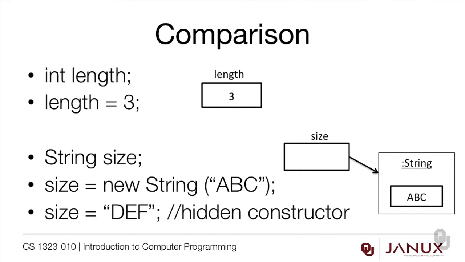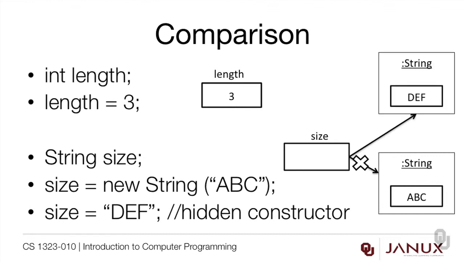Now, let's suppose we say size equals DEF. Now this one is kind of tricky because double quote DEF double quote is a hidden constructor. This is one of the sneaky things that Java does that I really wish it didn't do, at least for beginning programmers. So this is actually the same thing as calling a new String constructor. So what's going to happen is we're going to get a new string object, and its reference is going to be put into the box labeled size. Now notice at this point, the box labeled size doesn't refer to the string ABC anymore.